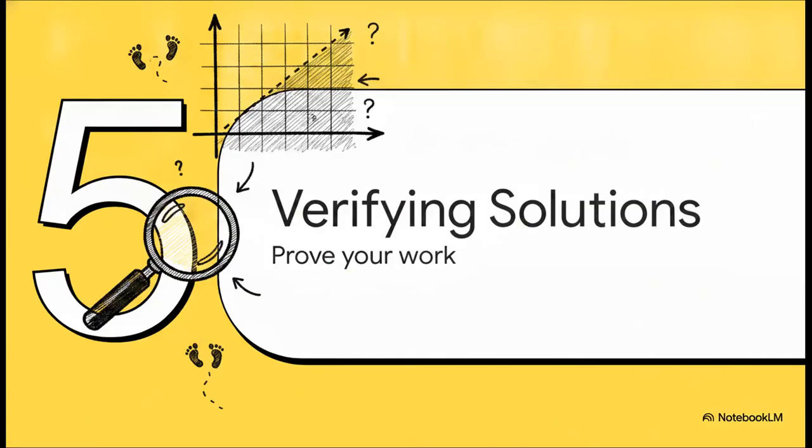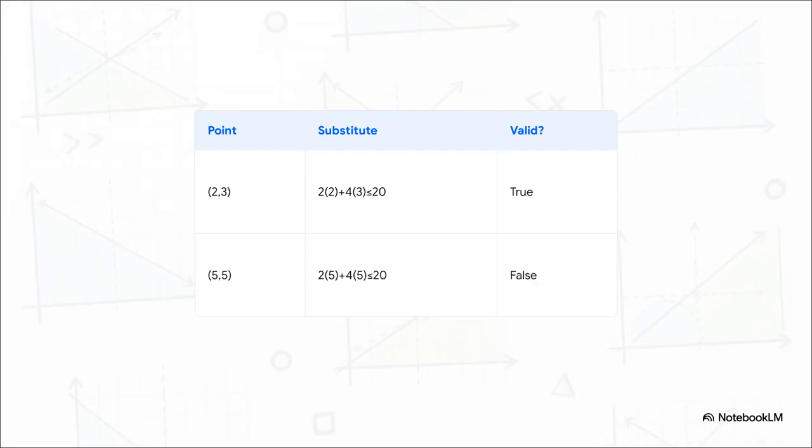Section 5. Verifying your solutions. We keep calling this shaded area the solution zone, but let's be detectives for a second and actually prove it. Let's see exactly how verification works in practice. With our budget inequality, $2 per apple plus $4 per banana has to be less than or equal to 20. First, let's pick a sample point clearly inside our shaded region. How about 2 apples and 3 bananas?